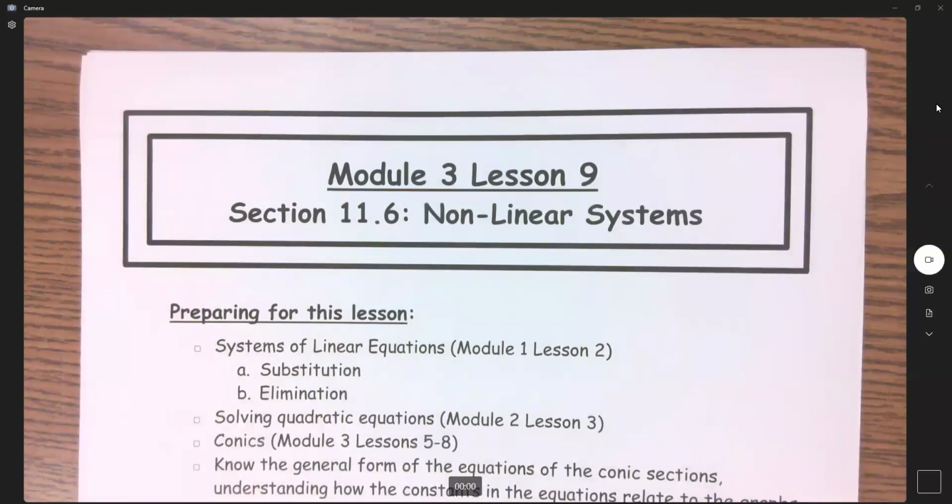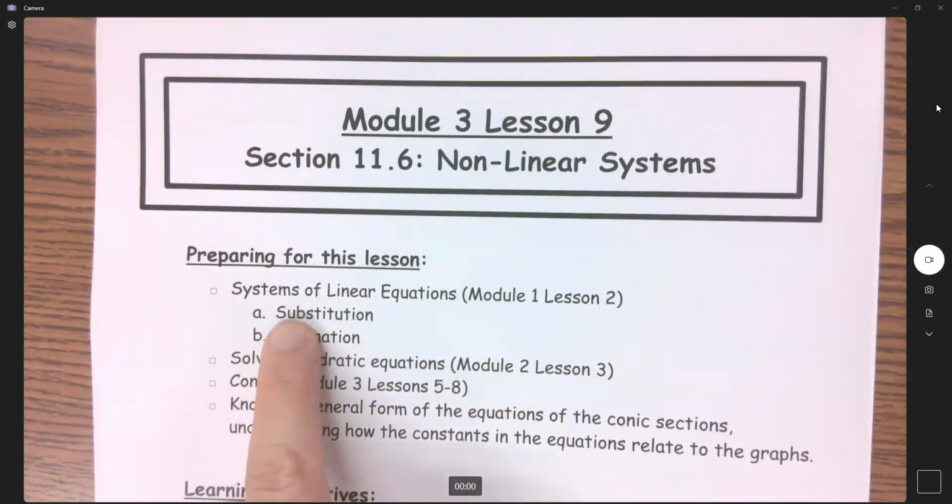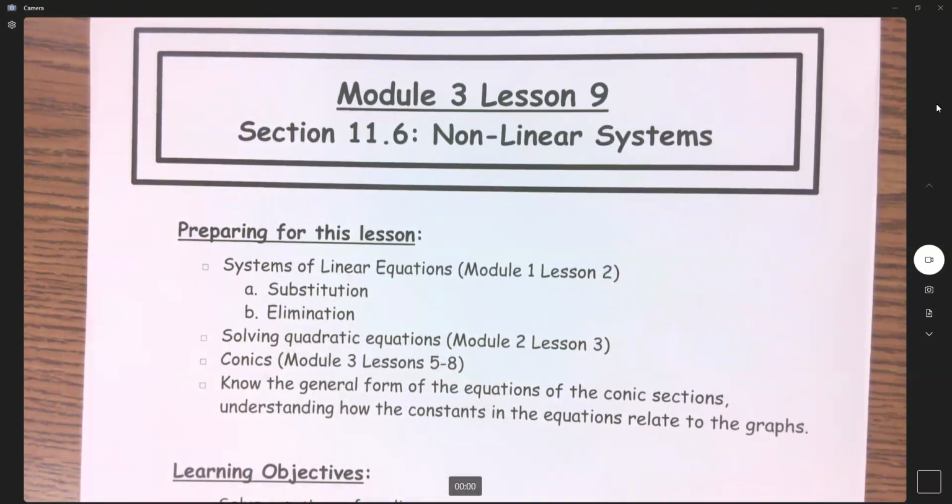Welcome to Module 3, Lesson 9. We are going over systems of nonlinear systems. And that's actually the first thing in preparing for this lesson. We need prior knowledge of how to solve systems of linear equations, which was our second lesson of this course.